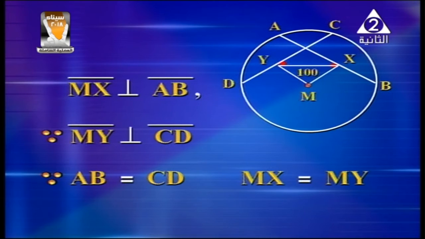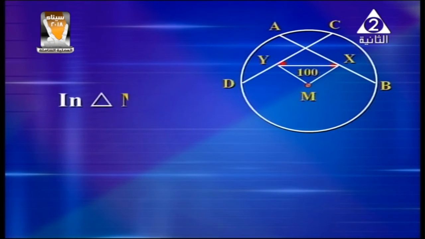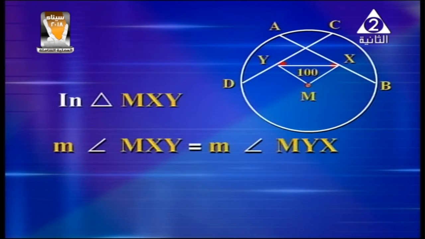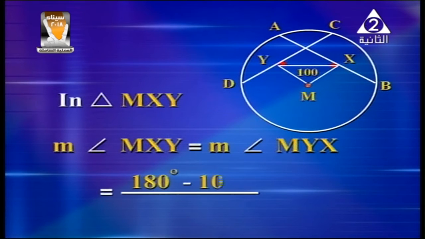Then in triangle MXY, you have two equal sides. So there are two equal angles, which are measure angle MXY equals measure angle MYX, which is equal to 180 minus 100 divided by 2, as they are equal in measure, to obtain a result of 40 degrees. Another example.